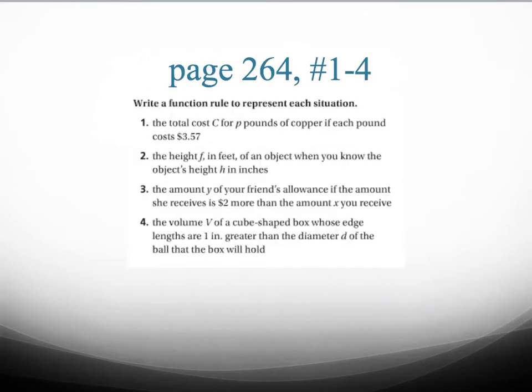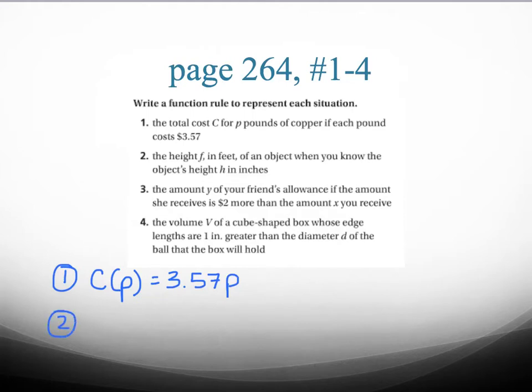Okay, some function rules to write out. So, number 1, let's take a look at that. We have the total cost C for P pounds of copper if each pound costs 3.57. So C of P. The cost is a function of the number of pounds. And what do we do to the number of pounds to get the cost? We multiply it by 3.57. So 3.57 P equals C of P.